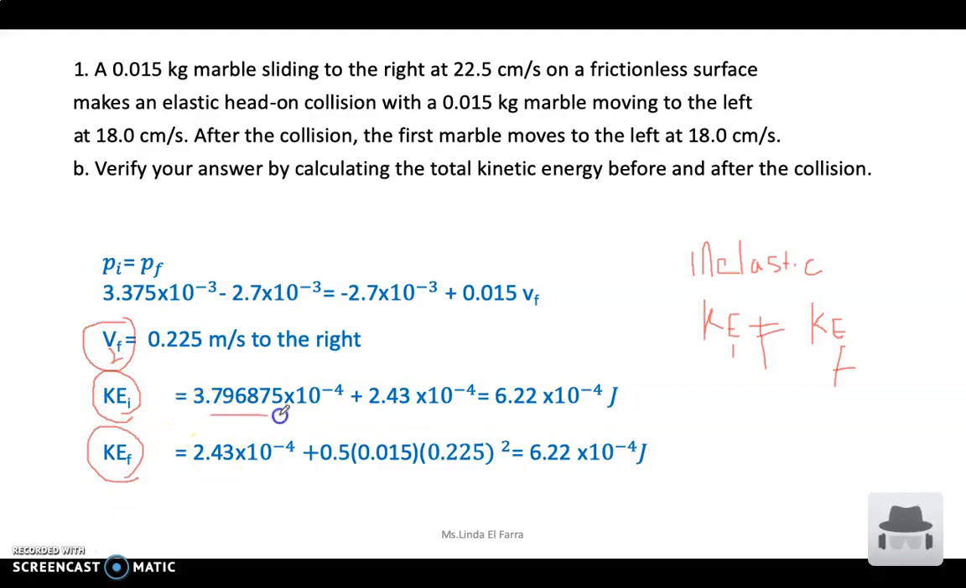So I have to add the kinetic energy of the first marble plus the kinetic energy of the second marble. Kinetic energy, the unit is joule. Similarly, first marble plus the second marble. For the second marble, I have the velocity, I can calculate it, which is half m of the second object times the velocity of the second object final, squared. If I add these numbers, what do you notice? Both of them are equal.